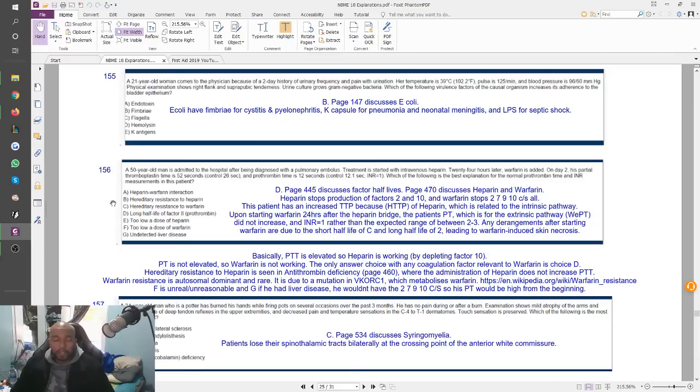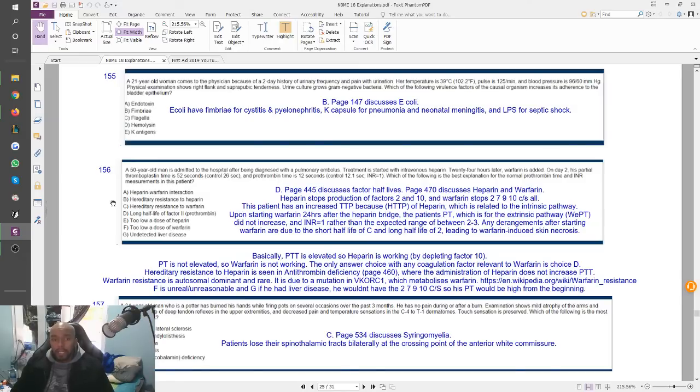So we're really down to just picking between C, D, or F. And the correct answer here was just D. That's the most likely and most plausible answer choice to pick. Alright, heparin stops production of factors 2 and 10, and warfarin stops 2, 7, 9, 10, C, and S. This patient has an increased PTT because heparin did that, right? Heparin is related to the intrinsic pathway. Upon starting warfarin, 24 hours after the heparin bridge, the patient's PT, which is for the extrinsic pathway, and warfarin did not increase. And INR is still 1, but you want it between 2 and 3 once you start warfarin.